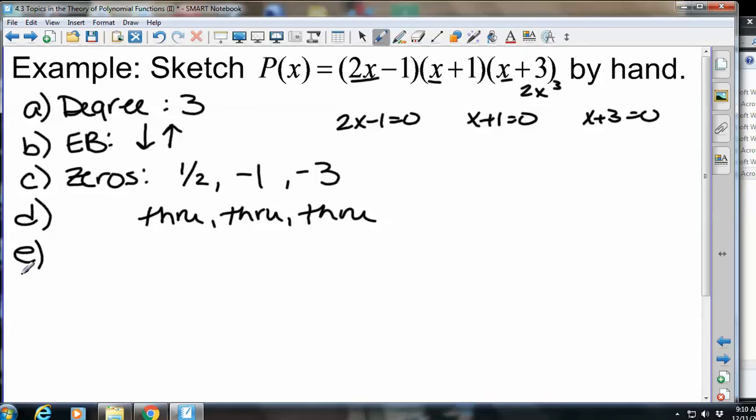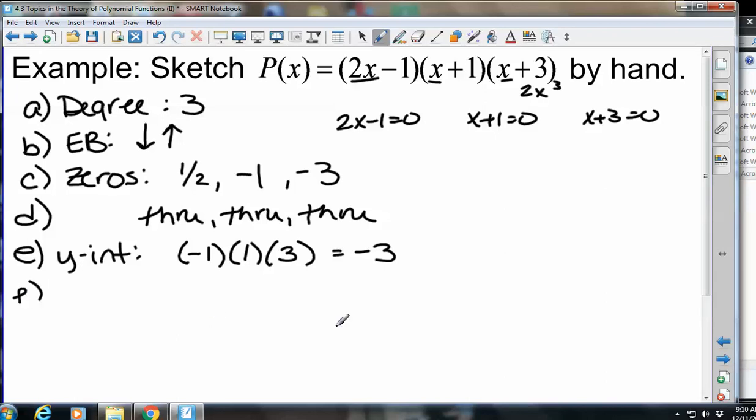Okay. Next thing, I want to find a y-intercept. To get your y-intercept, all you have to do is put in 0 for all of your x's. So 2 times 0 minus 1 would give me -1. 0 plus 1 is 1. 0 plus 3 is 3. Multiply that, and we get -3.